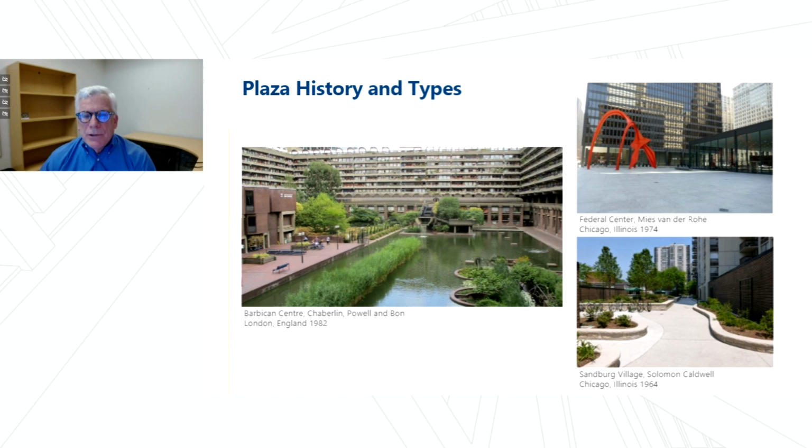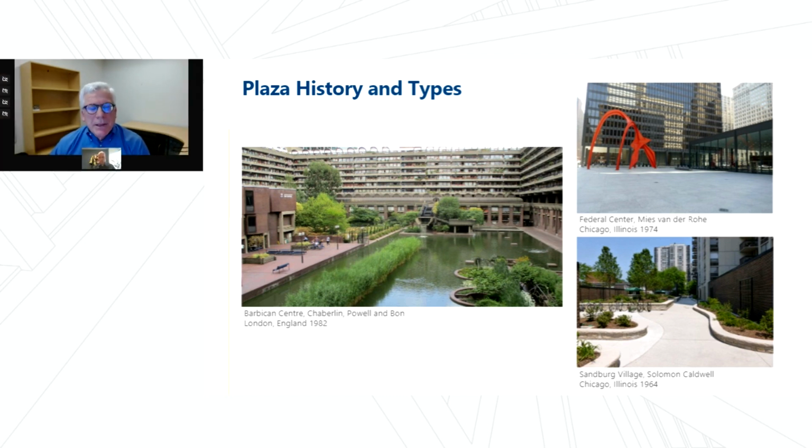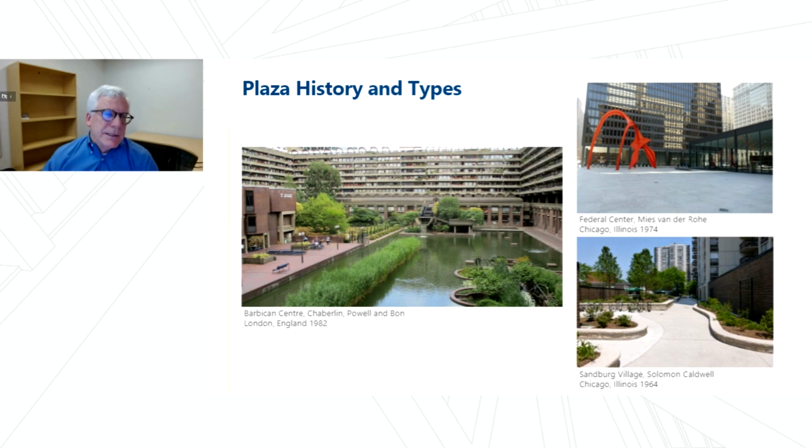Some other examples similar to what we'll be talking about today are elevated plazas, which really came to the fore in the early 20th century and are constructed on structures, and this is what we'll be covering mostly today. There are some different examples. There's government plazas, such as the Federal Center, by Mies van der Rohe in Chicago from 1974. And then a much more complicated version of a plaza, which is the Barbican Center in London, England, from 1982, that has planters, water features, and entertainment venues.